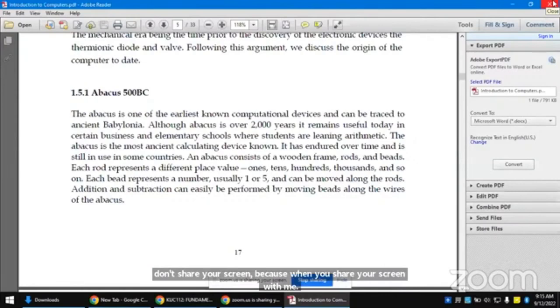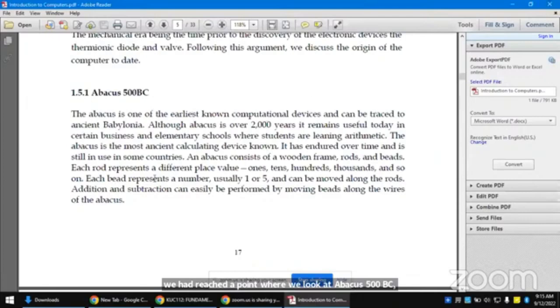So we had reached a point where we are looking at the Abacus, 500 BC. Just a recap, the Abacus is one of the earliest known computation devices and can be traced to ancient Babylon. Although the Abacus is over 2000 years old, it remains useful today in certain businesses and elementary schools where students are learning arithmetic. It is the most ancient calculating device known, has endured over time, and is still in use in some countries. An Abacus consists of a wooden frame, rods, and beads. Each rod represents a different place value: ones, tens, hundreds, thousands, and so on. Each bead represents a number, usually one or five, and can be moved along the rods.